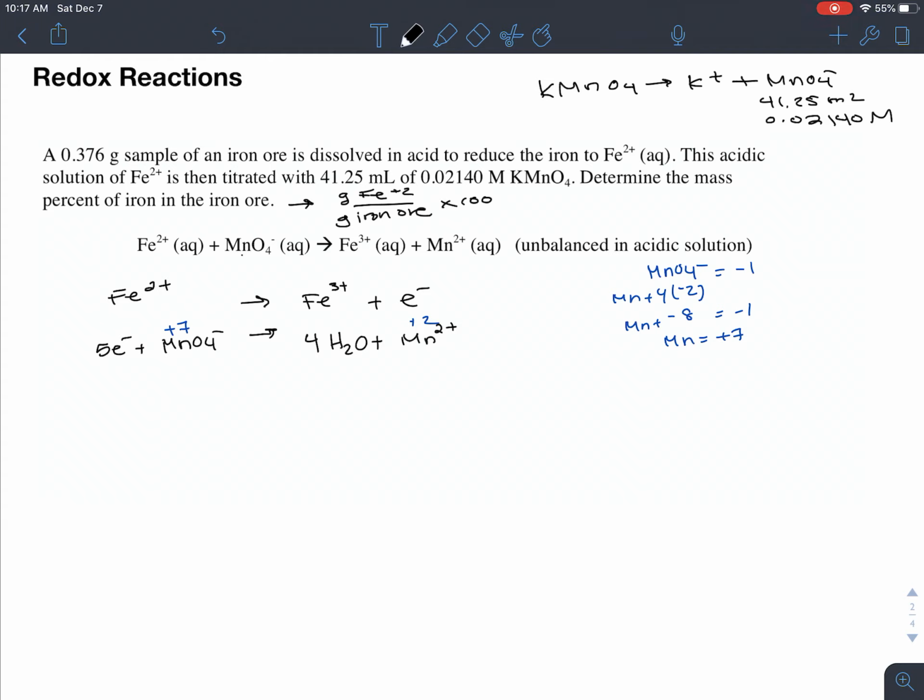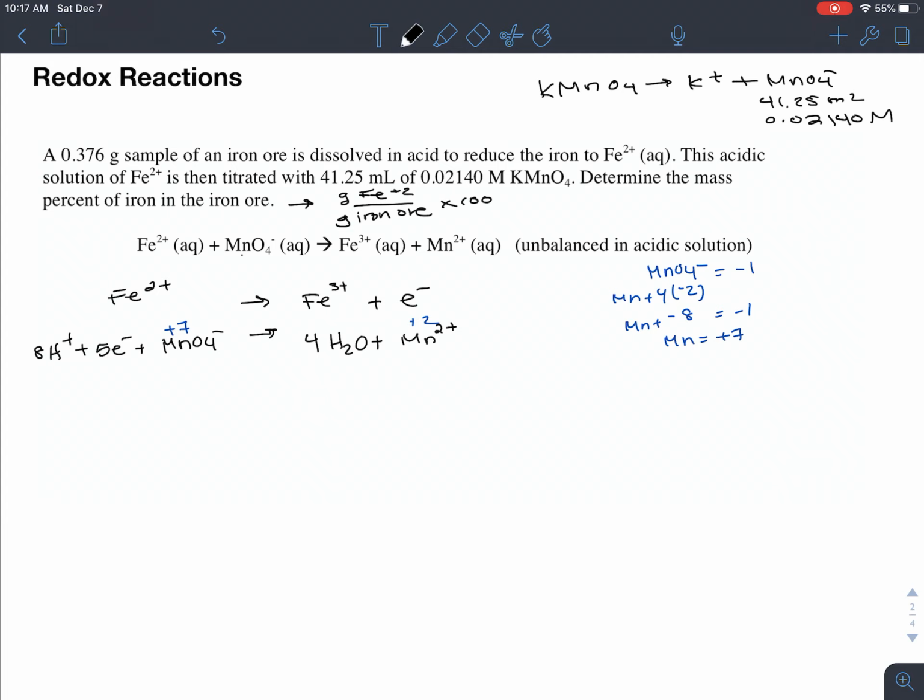But I created another issue. Now I don't have hydrogens on my left side. So you have to add hydrogen ions. Well, I have 2 times 4, that's 8. So then I add 8 hydrogen ions here. Perfect. Now I sum everything up.